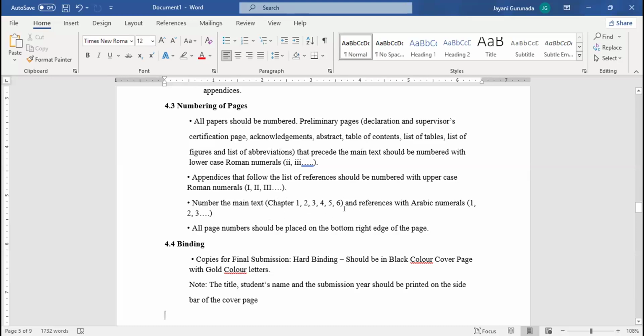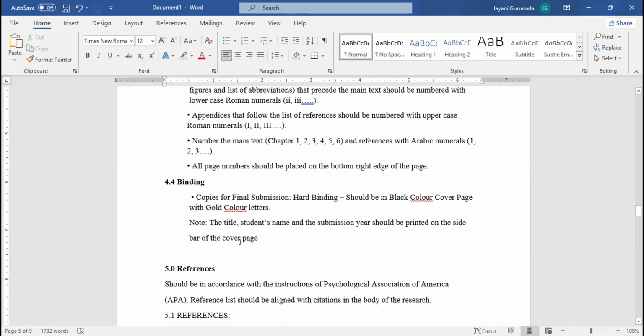Up to references, you have to use this 1 2 3 4 5 6 7 8 9, right? All page numbers should be placed on the bottom right edge. Bottom right edge. The number is placed at the right corner, like the right corner at the bottom. Bottom right edge. Right, okay.